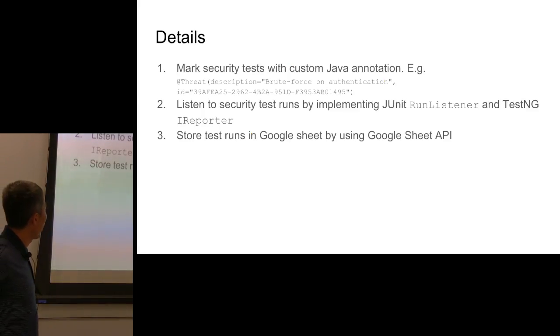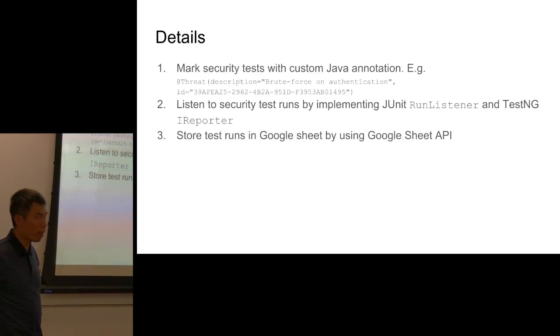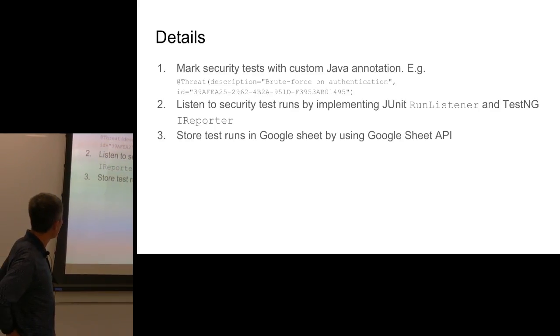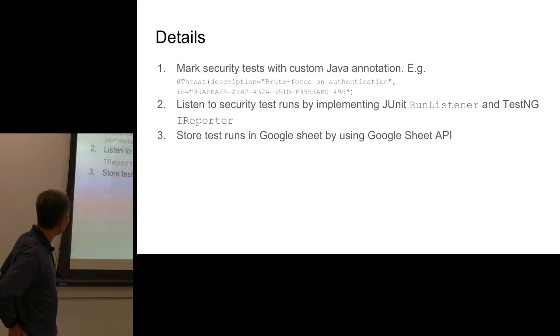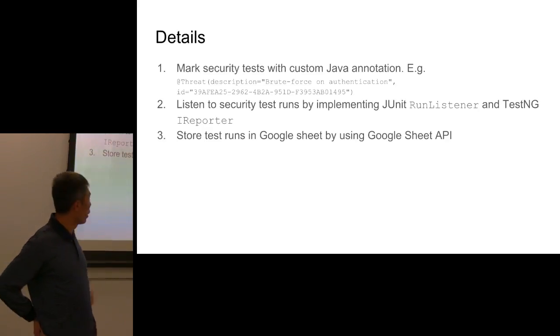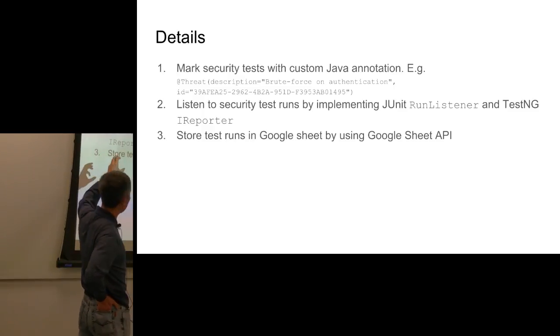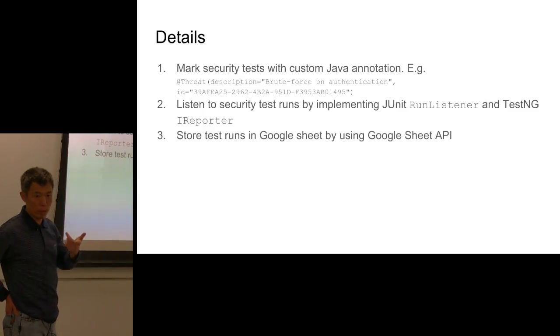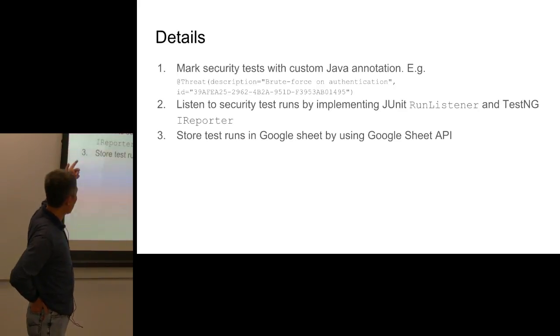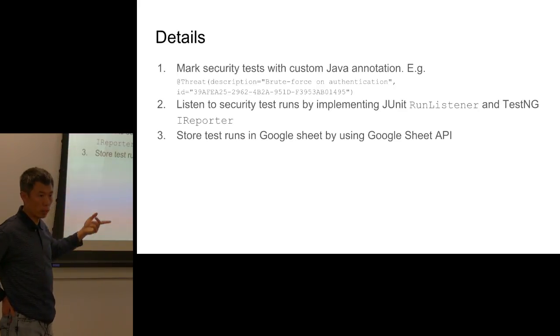So a little bit of detail here. In order to track all the test cases, internally we developed a library that has a custom Java annotation. In this case, it's called the threat. It has two attributes: description, which is really the description in the Google Sheet that you saw earlier, and ID, which is really the UUID in the Google Sheet.